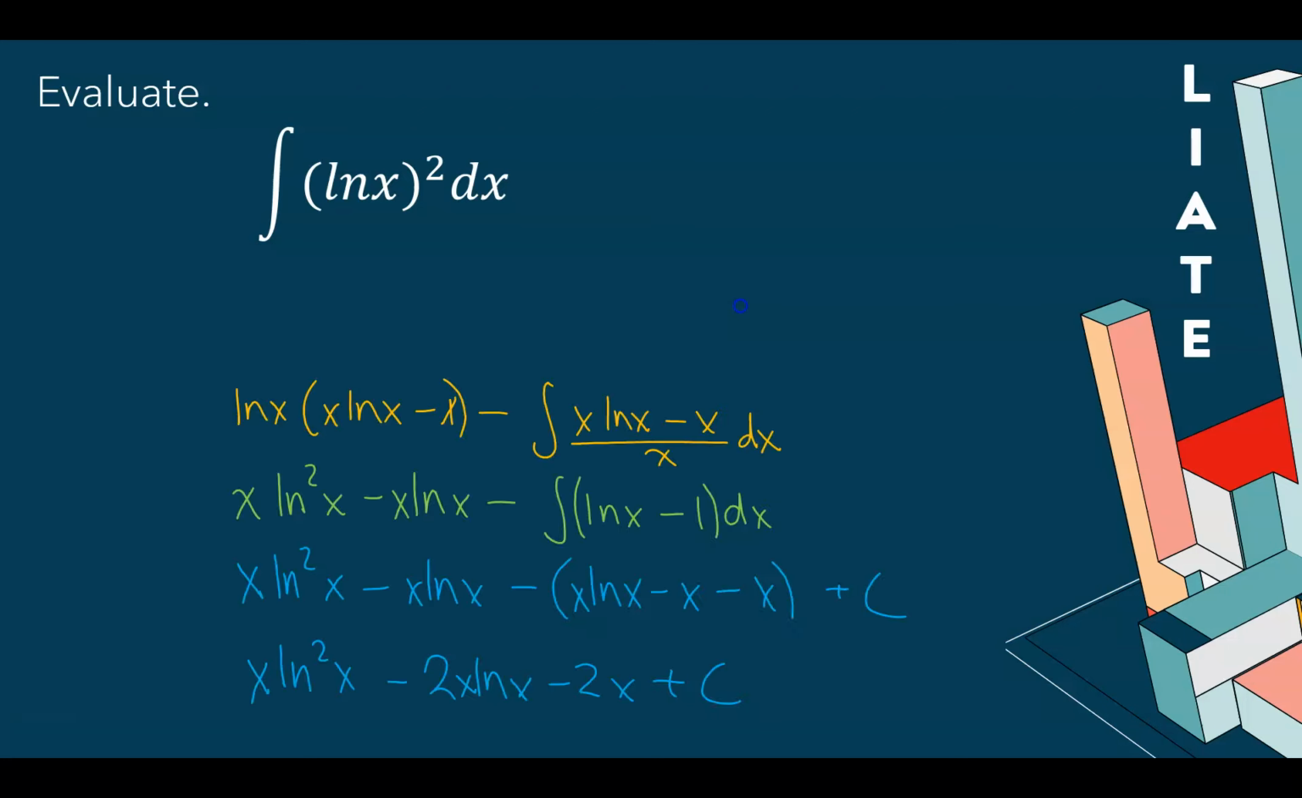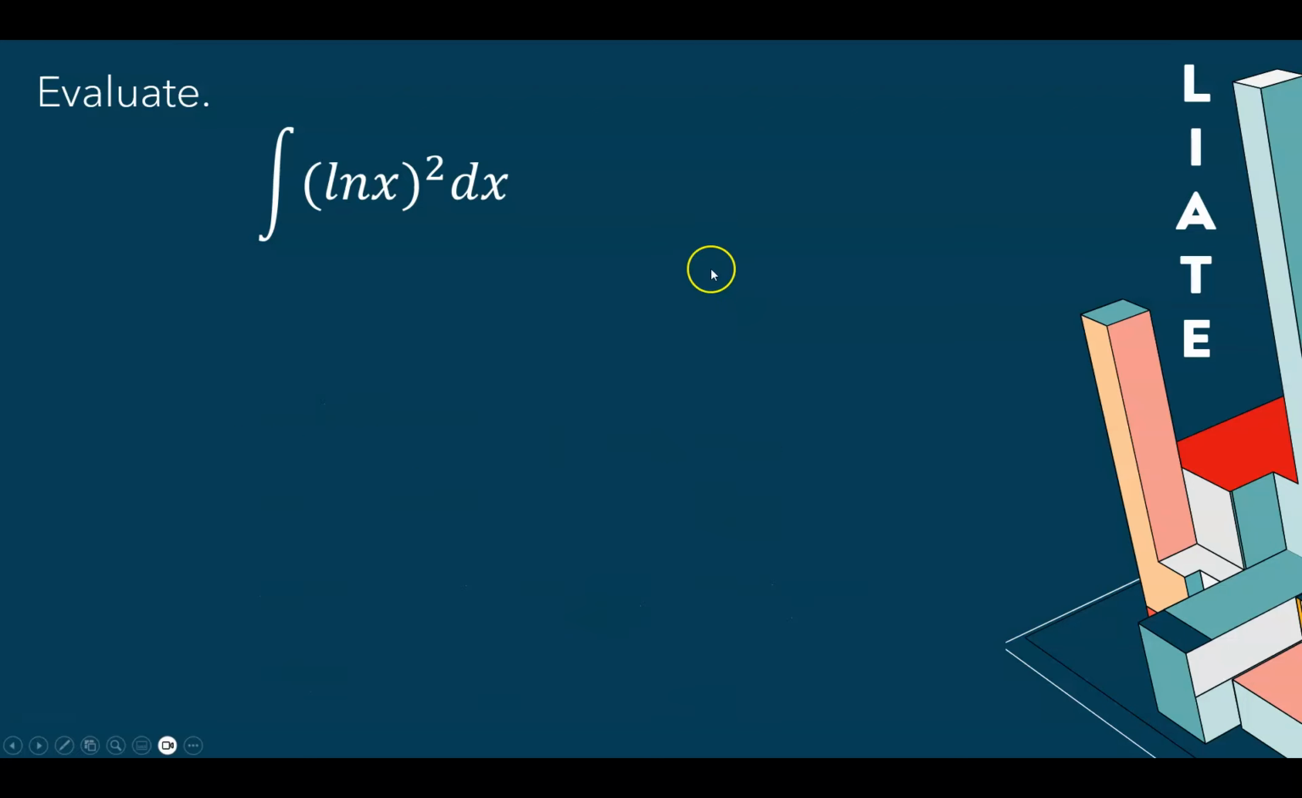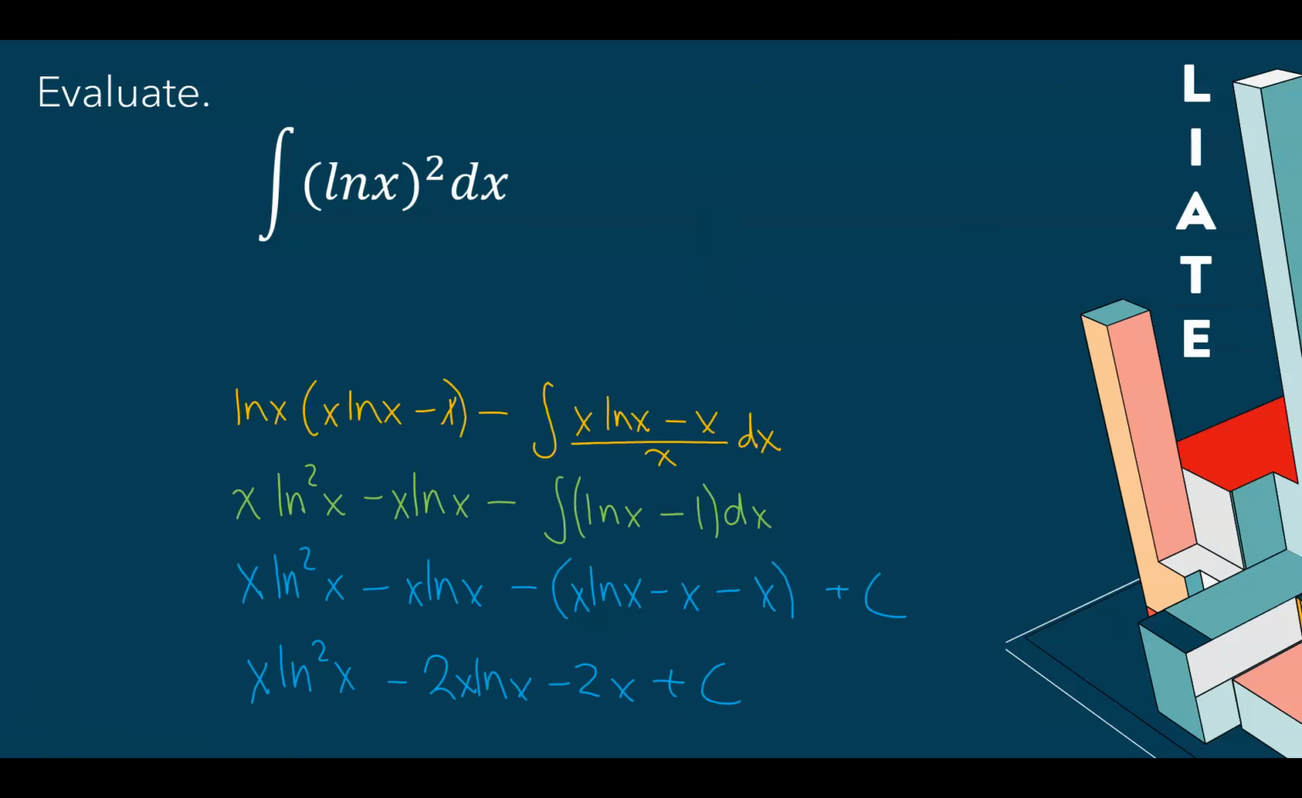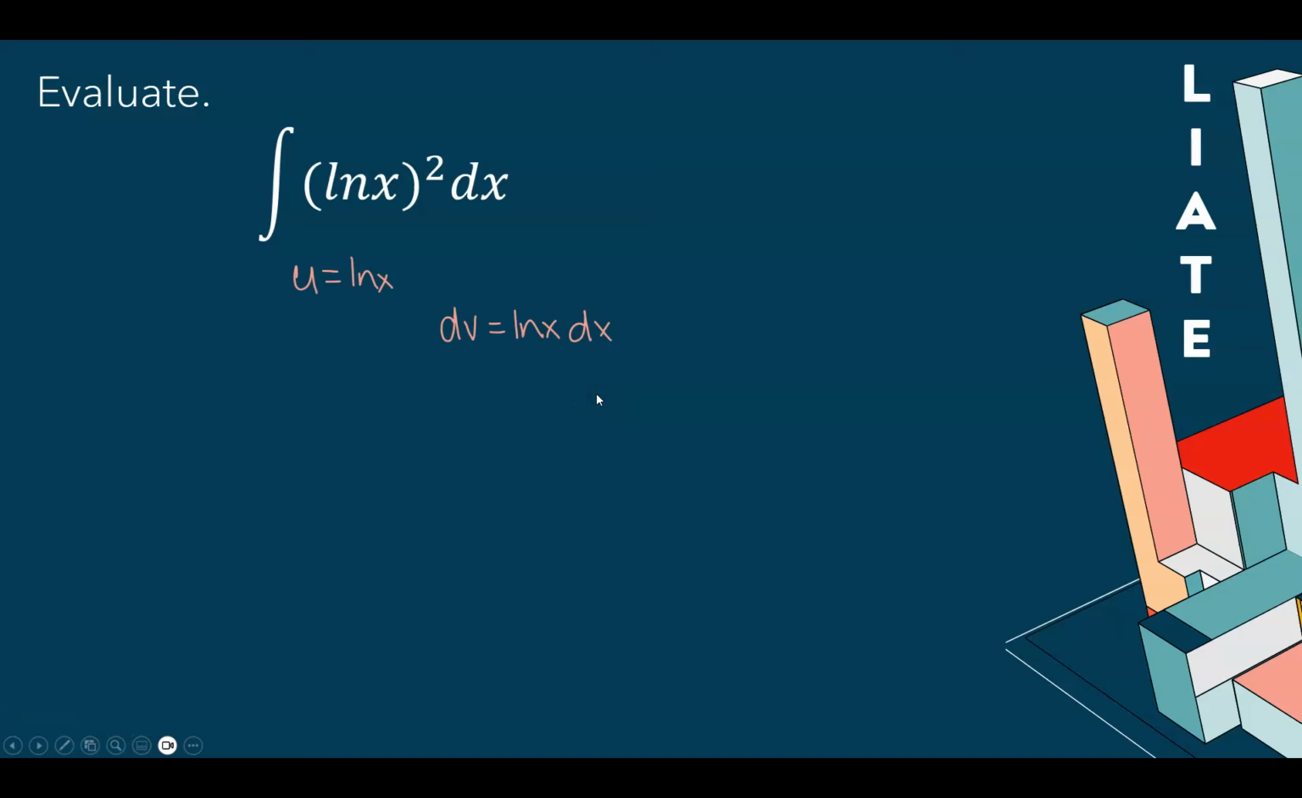And so some students think, well, shoot. Some students think that u should be natural log of x, and you're going to see that works. And if that's the case, everything else, the other natural log of x, goes along with the dx to make dv. So that makes du 1 over x dx, and that makes v the antiderivative of natural log of x, which we did in the last video, x natural log of x minus x.